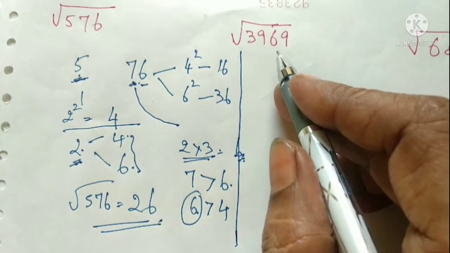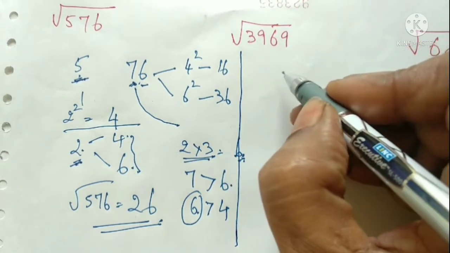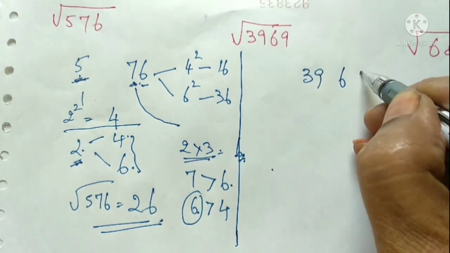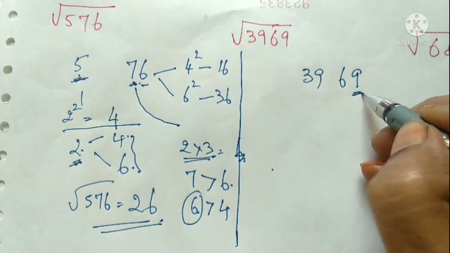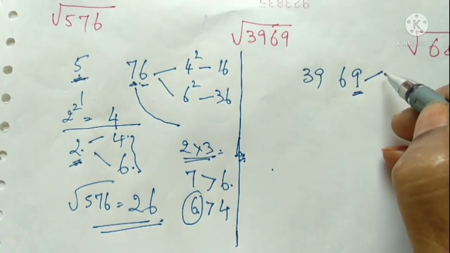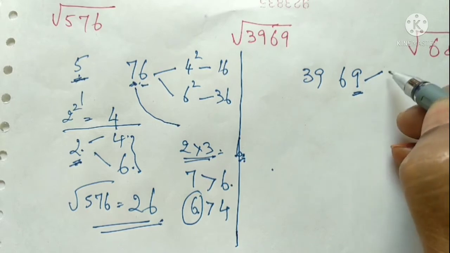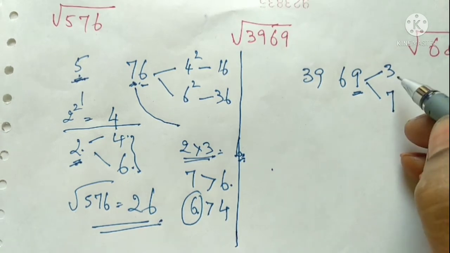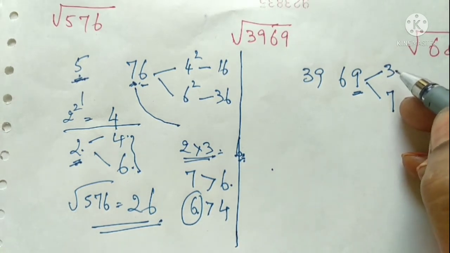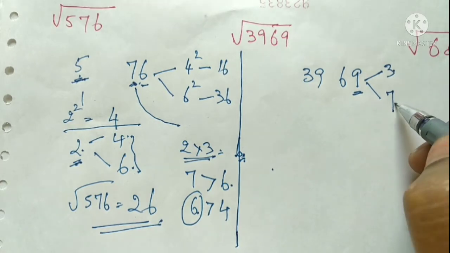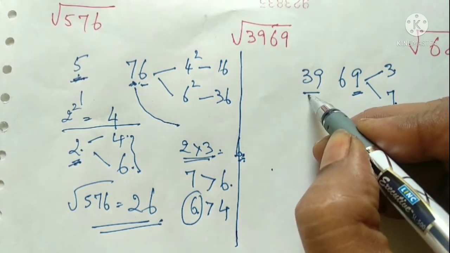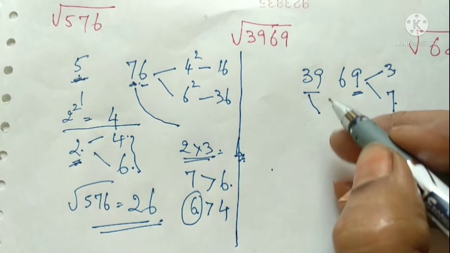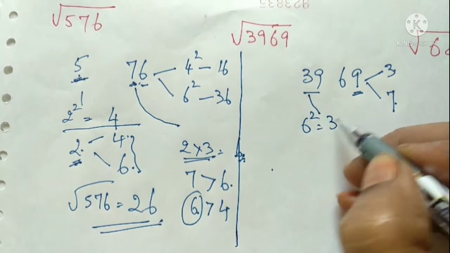Let us take another number, 3969. Here we have two parts: 39 and the second part is 69. Here in the units place we have 9, meaning the square root of this may be 3, since 3 threes are 9, or 7, since 7 sevens are 49. So in the units place of the square root it may be either 3 or 7. Then if you observe this 39, the perfect square just below the given number is 6 square, 6 sixes are 36.